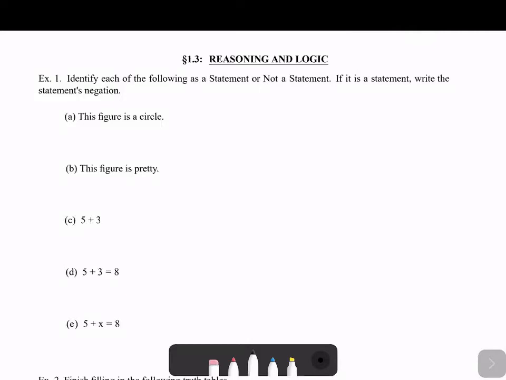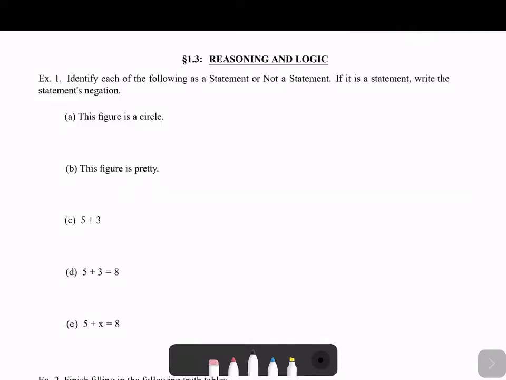Okay, so after you've read the section, we're just going to go through some examples that are a little bit different than the ones in the book, just so you can see someone work them out and see that thought process. So the first example says to identify each of the following as a statement or not a statement. So remember that a statement is a sentence that is either true or false, but not both. So it has to be a full sentence that can be objectively true or false.